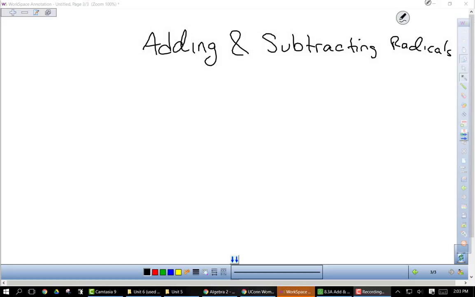All right, this section's over adding and subtracting radicals. Pretty similar to the last section on multiplying and dividing, we can only add and subtract radicals that have the same index. For instance, if I have the square root of 3 plus the third root of 3, I cannot add those together because the indexes are not the same.